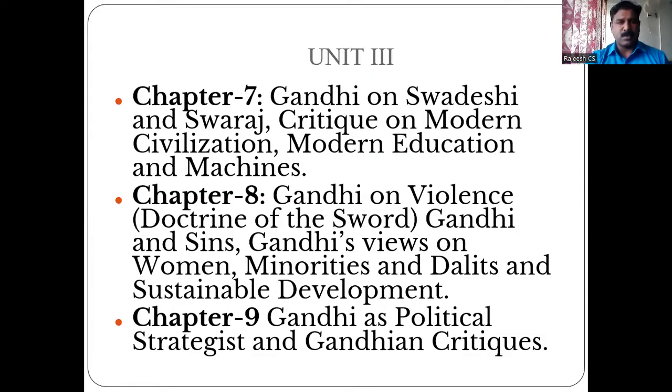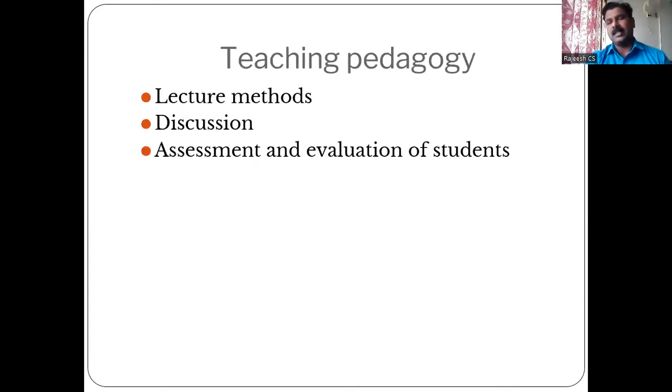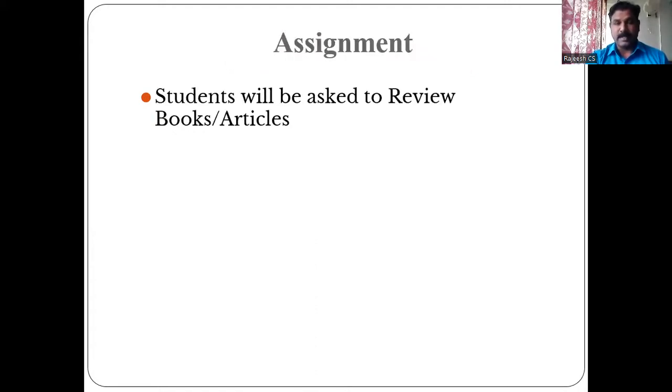And when it comes to Unit 3, we have three chapters again, distributed equally, where you can see how Gandhian ideas on Swadeshi and Swaraj contributed to checking the proliferation of colonialism across the region, and his critique of modern civilization, modern education, and machines. Chapter 8, Gandhi on violence. Chapter 9, Gandhi's political strategies and Gandhian critics. So these are the major portions that we will be examining one by one, in detail and in depth, with a lot of classroom activities and discussions.